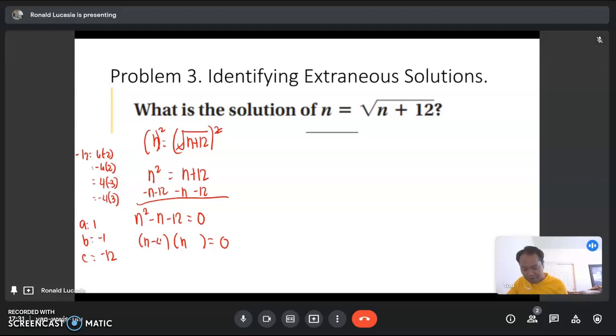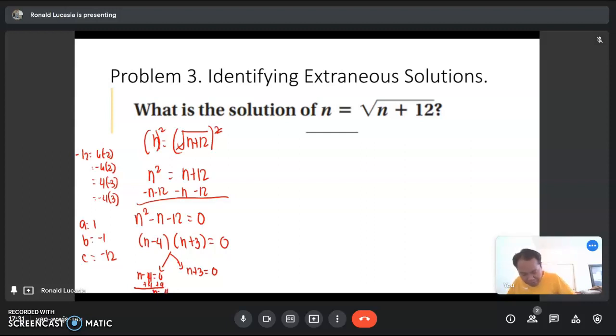So negative 4 times 3 is negative 12, and negative 4 plus 3 is negative 1, which is our B. And then we have to equate this one to 0. N minus 4 equals 0. N plus 3 is equal to 0. So plus 4, both sides. N here is equal to 4.